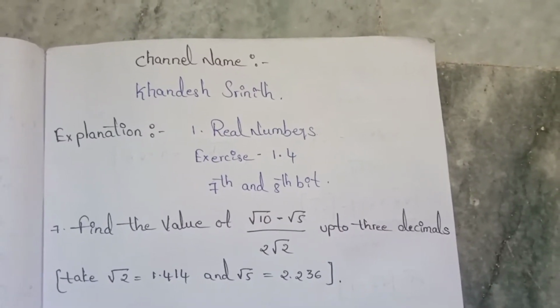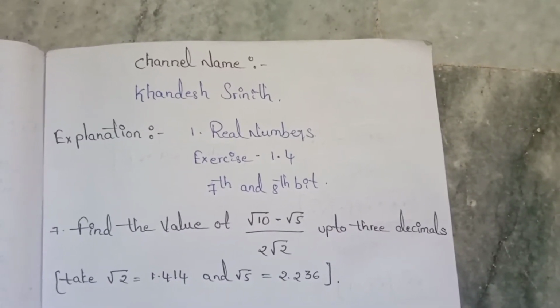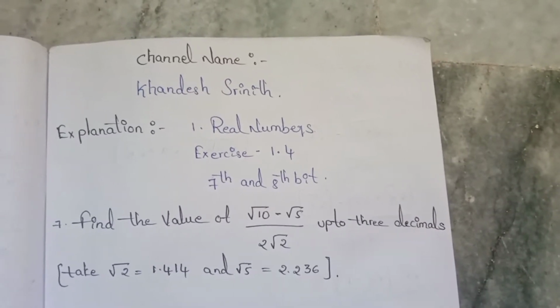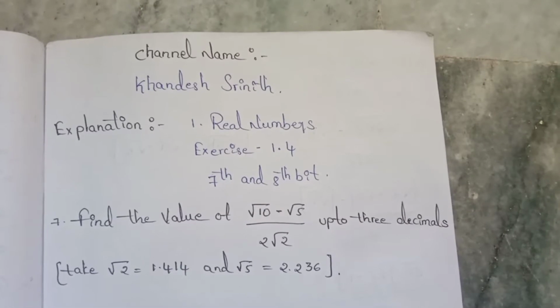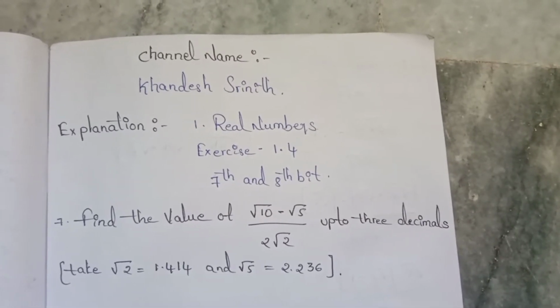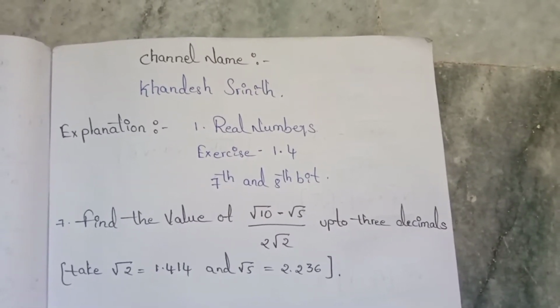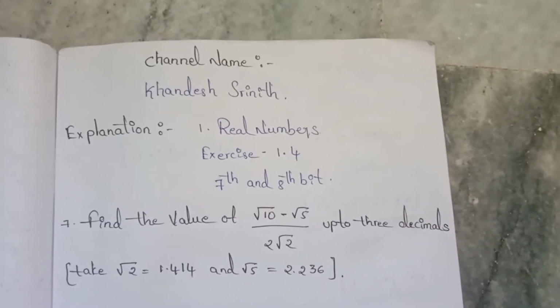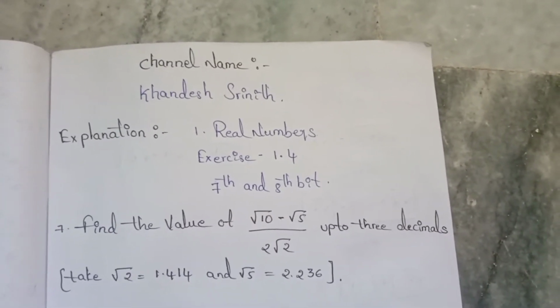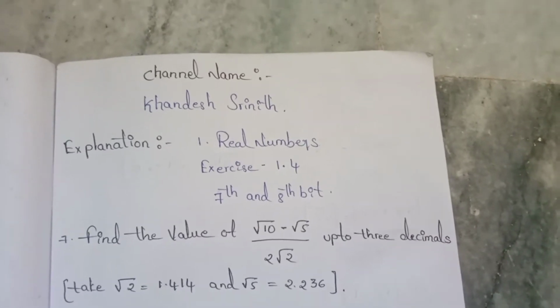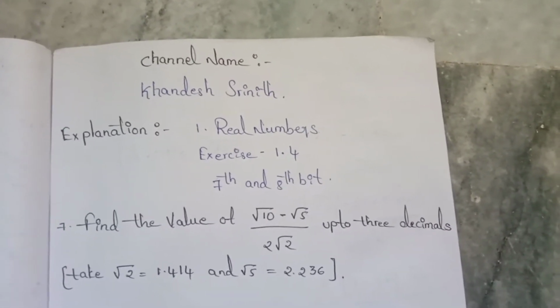Now, in this session, I am going to explain the first chapter, Real Numbers, Exercise 1.4, the 7th and 8th bits. What is the 7th question here? Find the value of (root 10 minus root 5) by 2 root 2 up to 3 decimals, taking root 2 as 1.414 and root 5 as 2.236. Let us go into the solution.